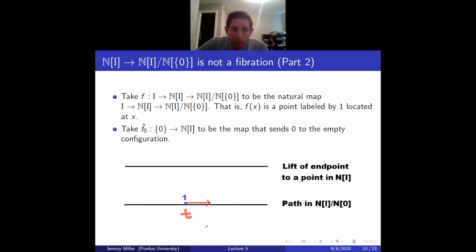Mm-hmm. The problem is you can't lift this path because at positive time, the only way to lift it is you have a point labeled by 1 here and possibly a point here labeled by question mark.